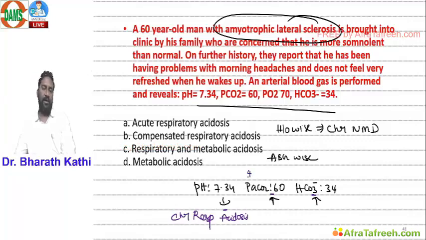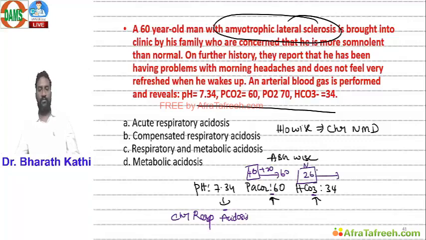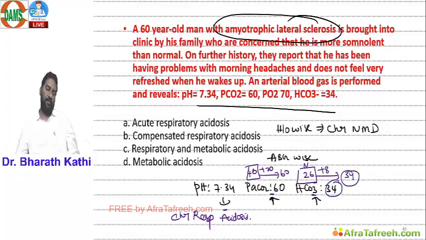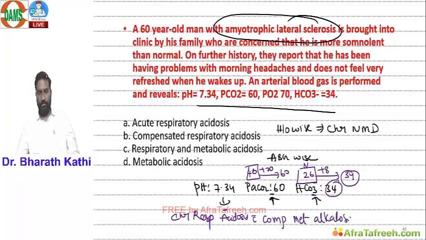Next step: pH, primary process, compensation. 40 to 60, 20. It has increased by 20. So in chronic respiratory acidosis, for 10 it is 4. For 20 it is 8. 26 plus 8, 34. Given and expected correlate. Chronic respiratory acidosis with compensatory metabolic alkalosis. So the best answer is compensated respiratory acidosis.